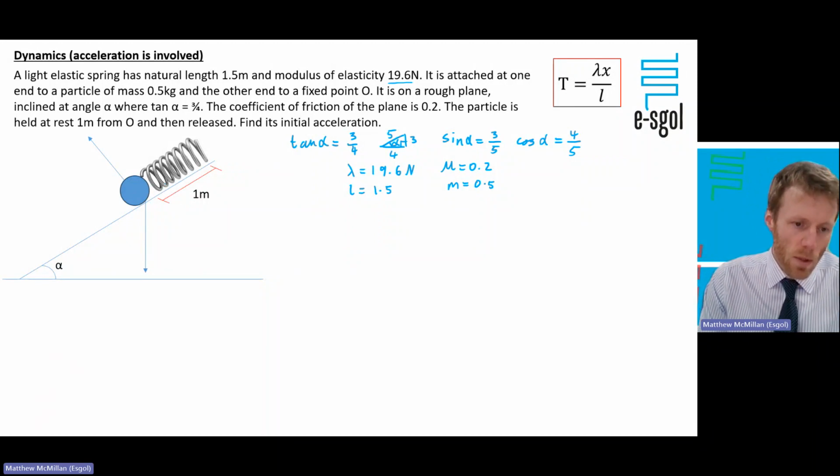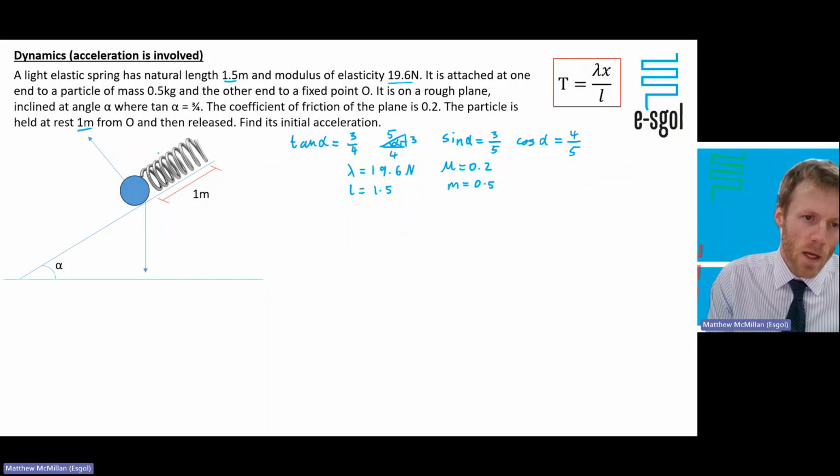The other thing that we probably want to do is add some forces onto here. So I guess this spring, at the moment, it says the natural length is 1.5, and it says currently it's compressed at 1 meter. So that means it is wanting to push in this direction when it's released. So we will have some kind of thrust force acting in that direction. That means that opposite to that, we're going to have some kind of frictional force.